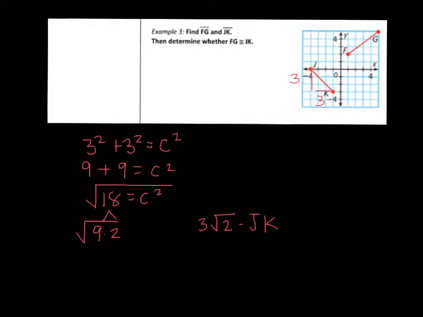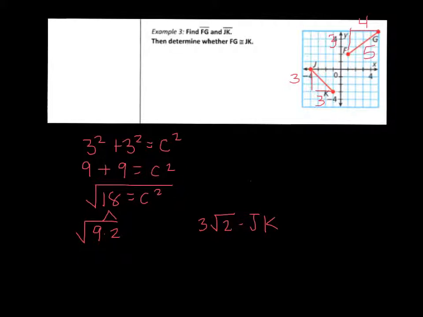Now if I look at my other triangle, FG, I'm going to do the same thing. I'm drawing a triangle on my coordinate plane, and I'm counting the boxes. From F up to that point is 3. From that point over to G is 4 units.